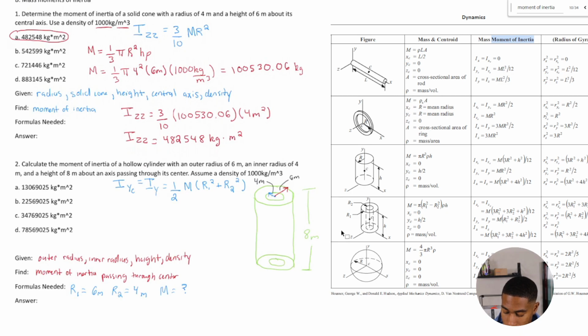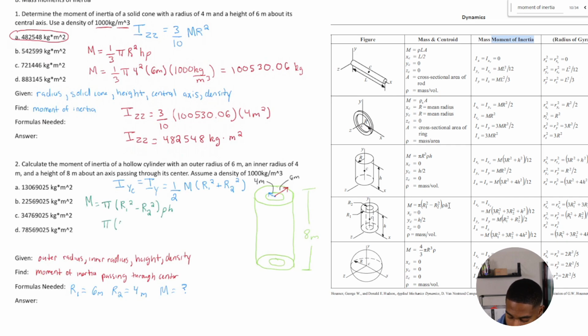Alrighty, so now we need m. M is a different color, dark green. M is equal to pi times r1 squared minus r2 squared times h.